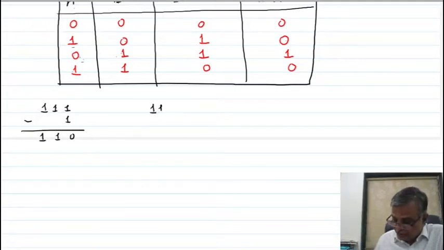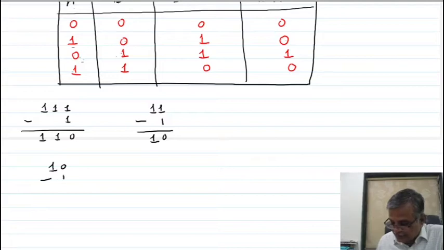Suppose someone says I want to do subtraction of 1 minus 1. So 1 minus 1 is 0. Suppose someone says I have 10 minus 1. So it is 1, because in reverse, 1 plus 1 is 10.